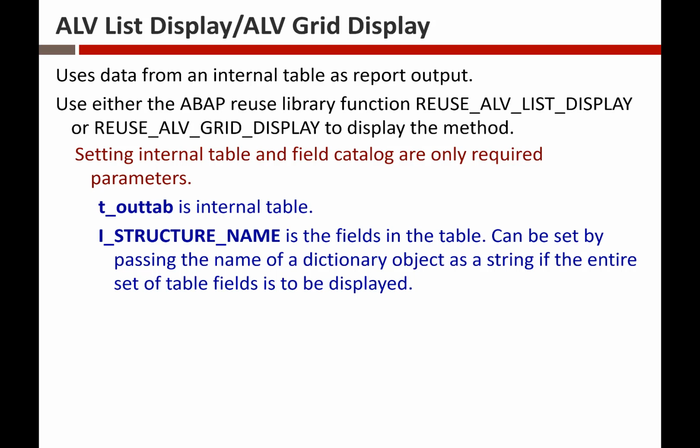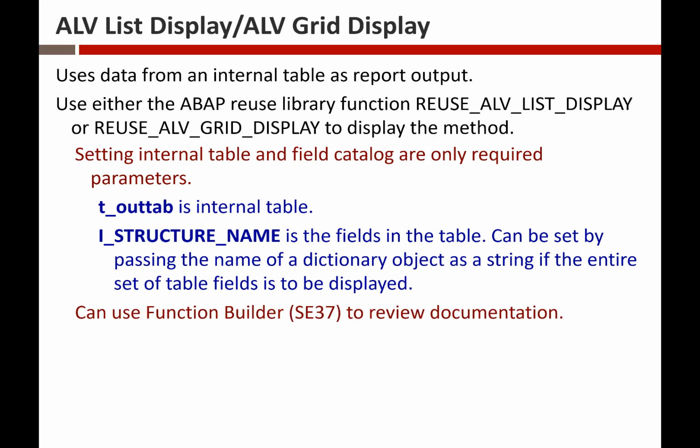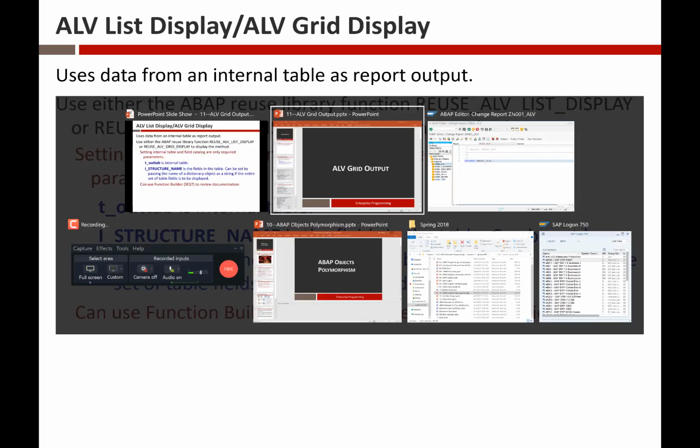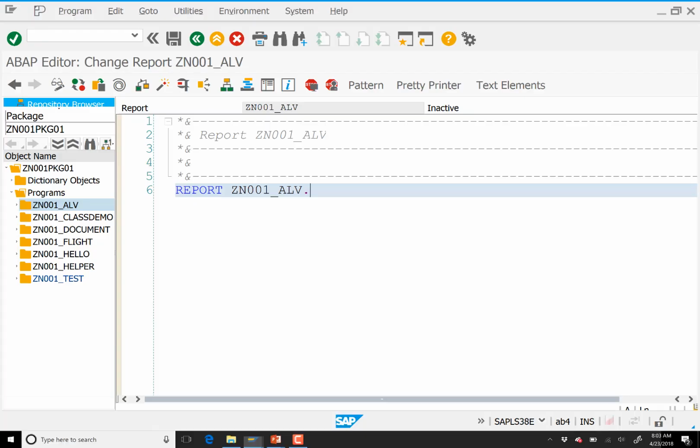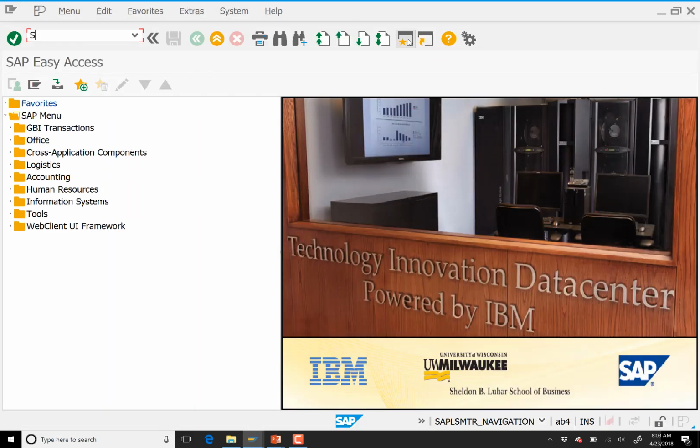And I can either set this by passing the name of a dictionary object as a string if the entire set of table fields is to be displayed, particularly if this is coming from a database table, or I have to build this myself. So I can use the function builder, which is SE37, to review the documentation. And so let's go look at that real quick, and we're going to see some things this morning with this that we have not seen before.